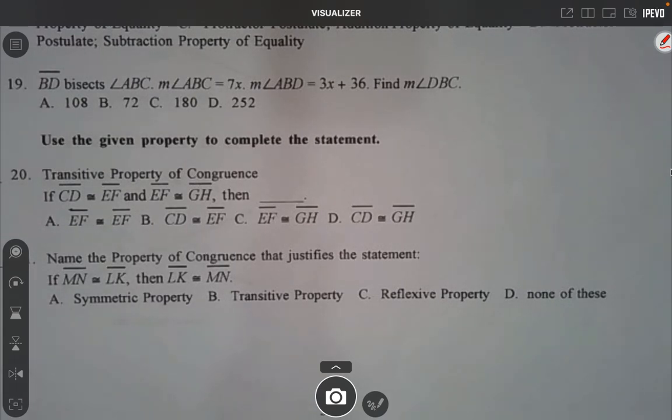This one, what's transitive property? It says CD is congruent to EF, and EF is congruent to GH. Then what do you know? CD is congruent to GH. That one is D. That's what you would know. Okay? It's transitive property. What is it when you flip them around and they're equal? It's either symmetric, transitive, or reflexive. Transitive is when you've got those, and then the others. This one is symmetric. It's symmetric when you just flip it around. That's just something you have to memorize on that one. Okay?